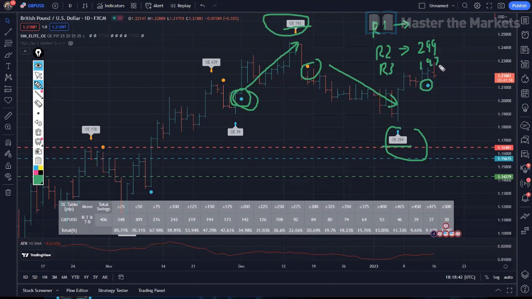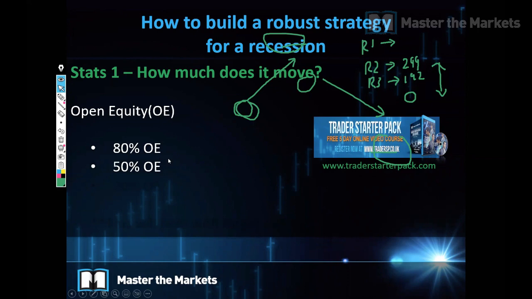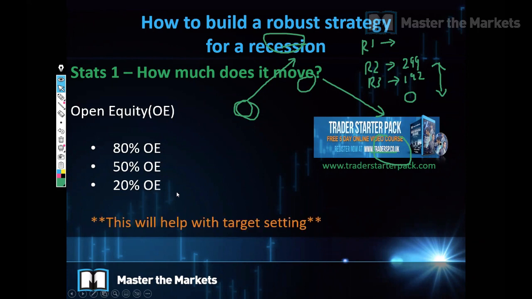Remember, at this moment we are just collecting stats. Then we're going to use this for real-time trading. So like that, traders, we keep collecting our data. All this is in relation to this question of how much does it move? How much does each runner move? After collecting all the stats, we can then find out our 80% distance that most runners run to, the 50% distance that most runners run to, and the 20% distance, the distance that 20% of runners will get to. This will help with your target setting.